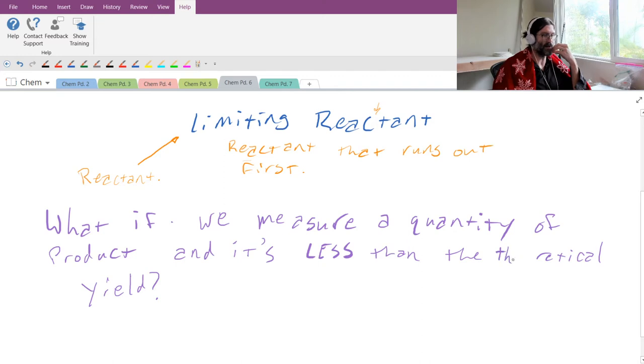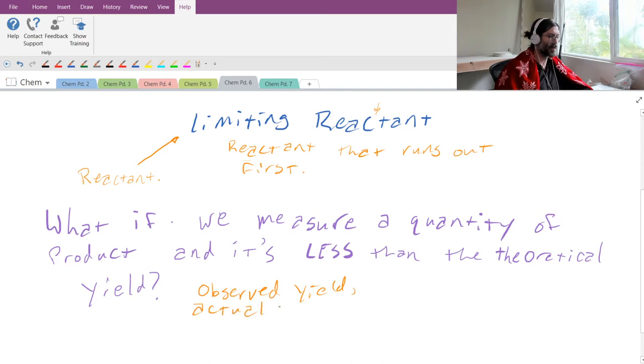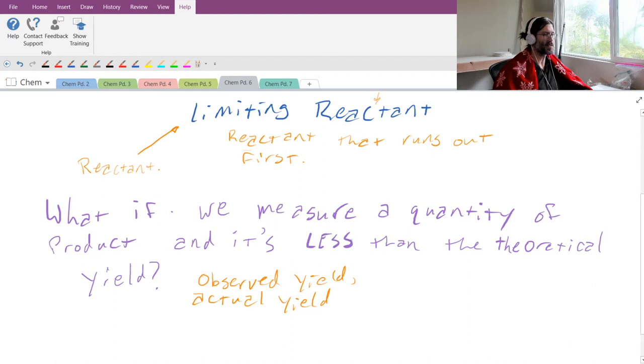It's like, we know how much reactant we have. We're going to react it. We'll see how much product we get. And then we measure it. And it's like, oh, we didn't get what we expected. But that's okay. What we get is called the observed yield or actual yield. What else can we call it? It's the yield that you see. It's the yield that we get. It's the observed or actual yield.